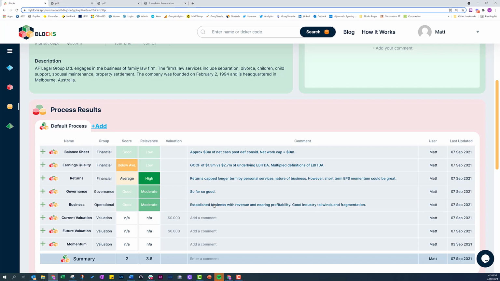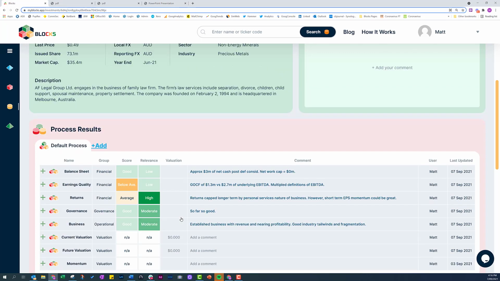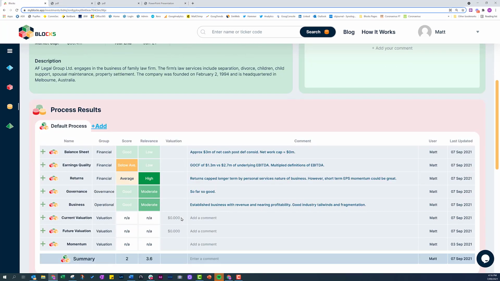Moving on, we get to valuation. I like to split my valuation into two factors: the current valuation, of what is the business worth in its current state, and then looking forward, what might the business be worth in 3 to 4 years. And that gives me an idea of what the optionality is within the business. Within Blocks, you don't rate the valuation factor. You enter your valuation and the app will determine the rating based on the current share price and what you can configure that ratio of share price to valuation to be.